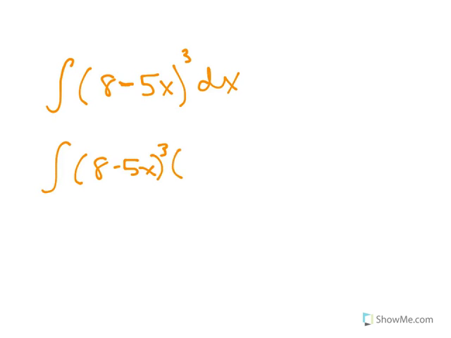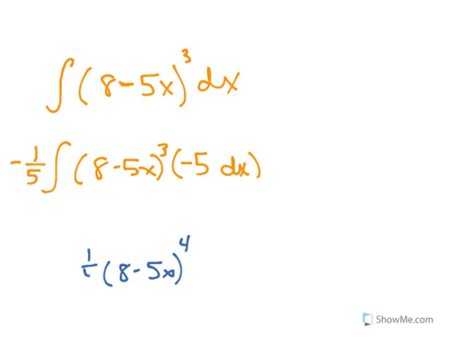The 3rd dx. The derivative of the inside function would be -5, so I need a -5 here. Counteract that with a -1/5 out front. And the integral of something to the 3rd is something to the 4th with a 1/4 out front. And I'm going to keep the original -1/5. I get -1 over 20, parentheses, 8 minus 5x to the 4th.